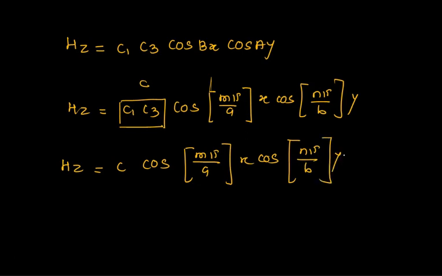Now you are assuming that your variations are in the direction of z and they are sinusoidal variations. So you can write Hz is C cos of m pi by a x cos of n pi by b y e raised to j omega t minus gamma z. Now further, to solve the field components, this is a very important part. For these field components, I'm going to find each and every field component.